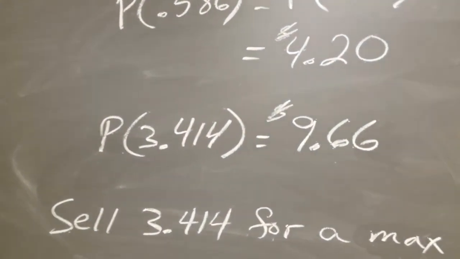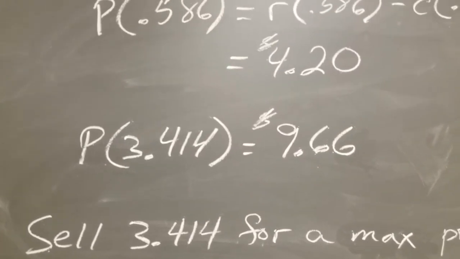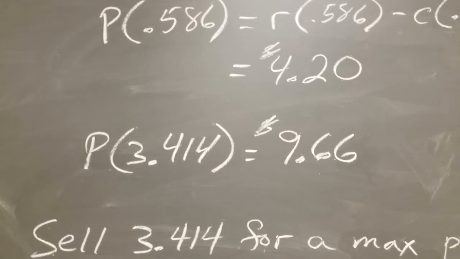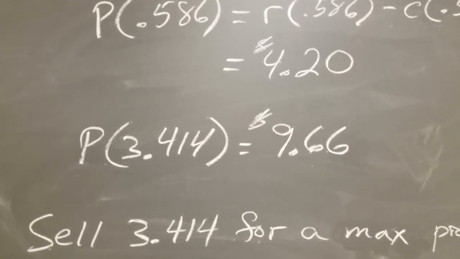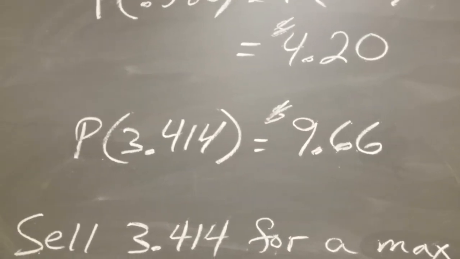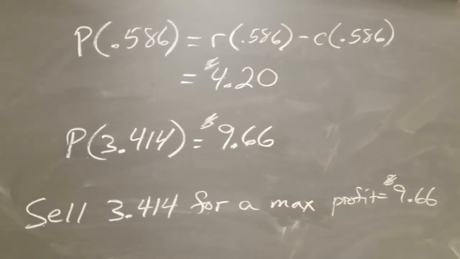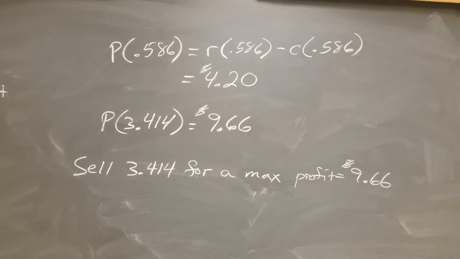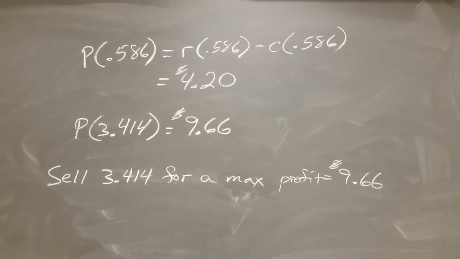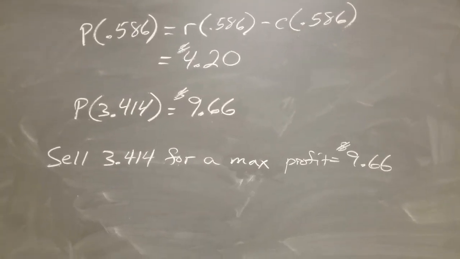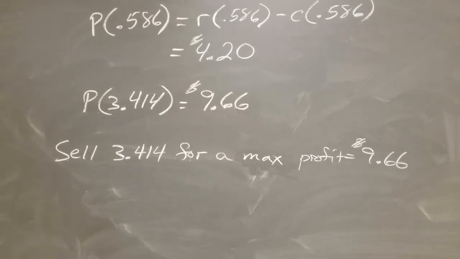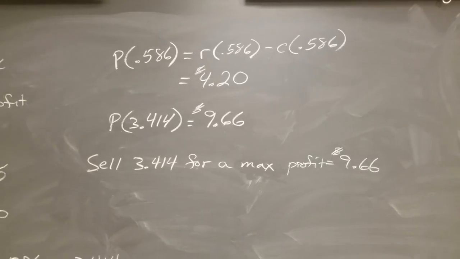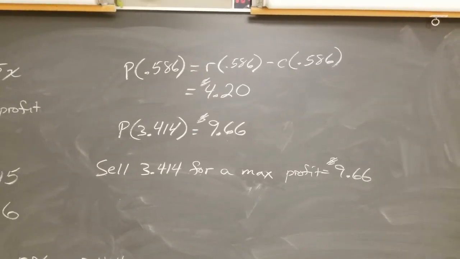3.4 X's? Same thing, you can plug that into the profit equation, which really means you're going to be doing the revenue minus the cost, and now you get $9.66. So just a little different way for us to find the maximum profit by actually plugging into the profit equation, comparing the numbers. And it's pretty clear that if you sell 3.4, then you're going to get a maximum profit of $9.66.